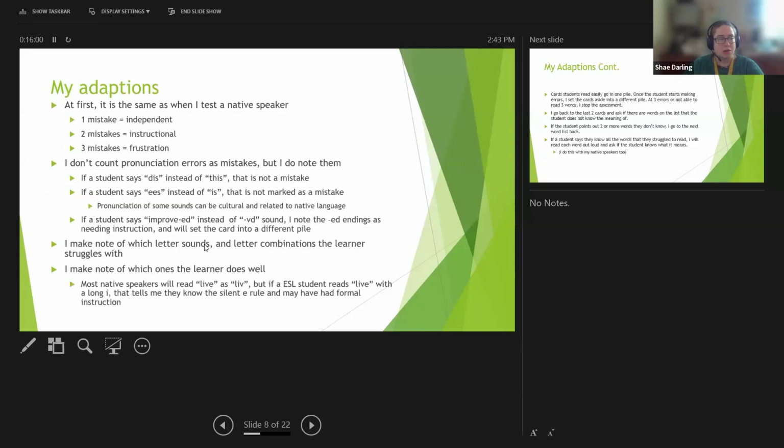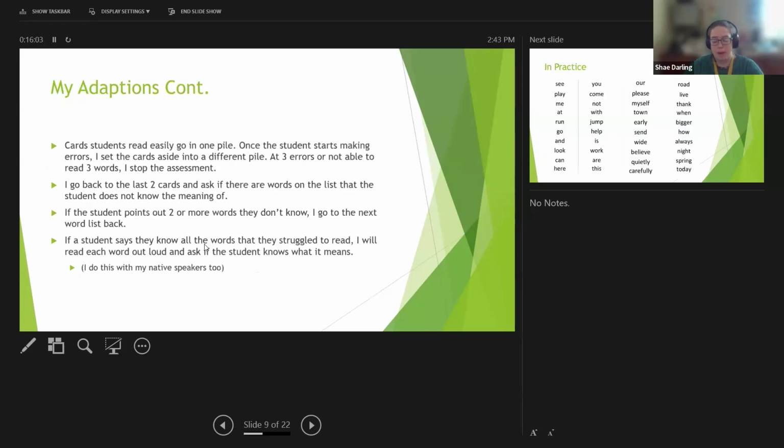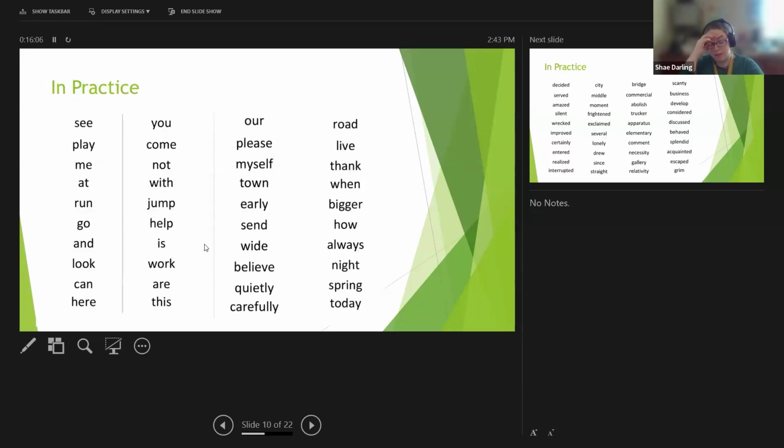Okay, so let's look at the cards. Well, actually, we're going to skip that. Okay, then we'll go back, because I want to show you the cards first so the other part actually makes sense. I need to rearrange my slides.